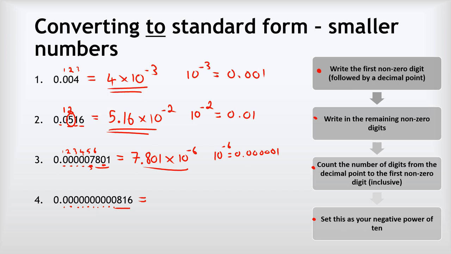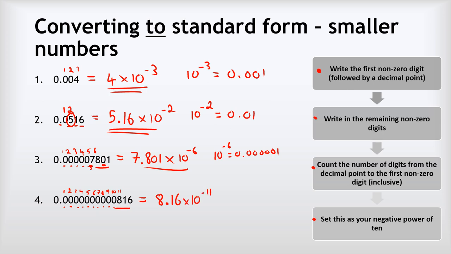So we're going to start out by writing the 8, put our decimal point, and then the 1 and the 6. Then we need to work out our negative power of 10. So let's give this a go. Our 8 is in the 1, 2, 3, 4, 5, 6, 7, 8, 9, 10, is in the 11th position. So we're going to say 8.16 times 10 to the negative 11.